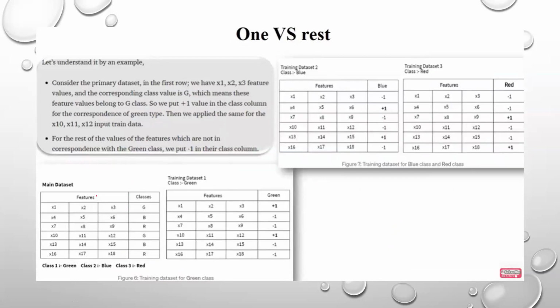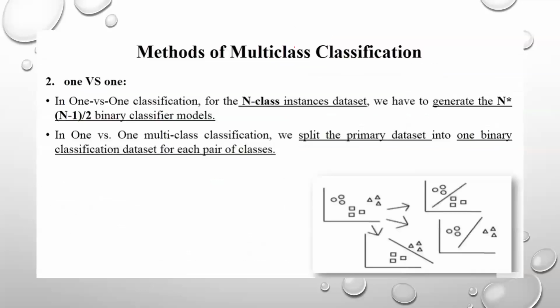Now see here the same dataset. In the first row we have x1, x2, x3. First we give a training dataset for class 1, that is green. For that particular class 1, wherever we have green, we keep it as +1, and all the remaining as -1. Similarly for blue, wherever blue is there, we keep it as +1, and the remaining as -1. And we give a training dataset for red, where we have red here and here. For that we use +1, and all the remaining we give -1. In this way, one versus rest works.